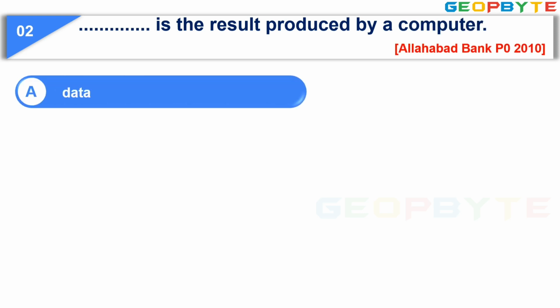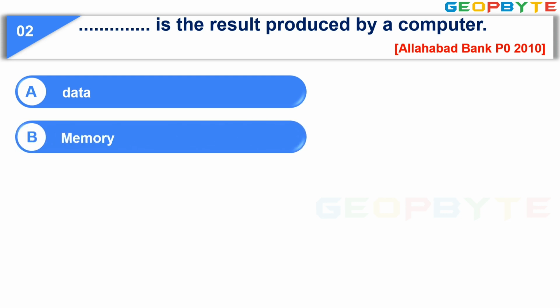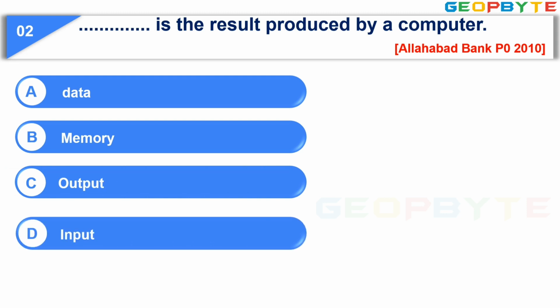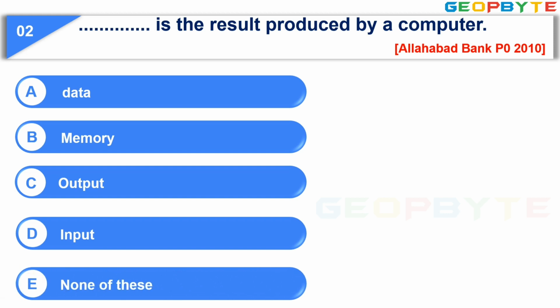Moving to question number 2. Dash is the result produced by a computer. Option A, data. Option B, memory. Option C, output. Option D, input. Option E, none of these. And the correct answer is option C, output.